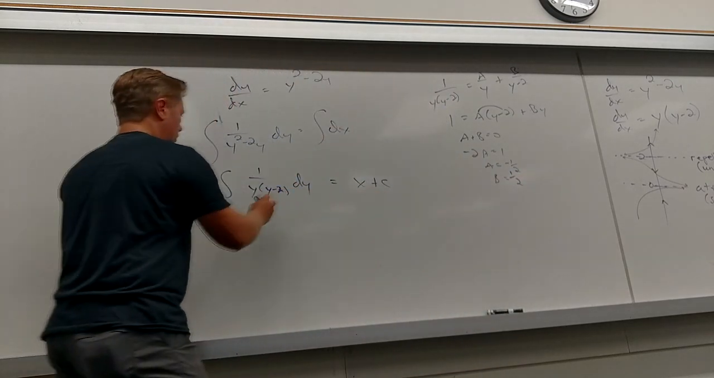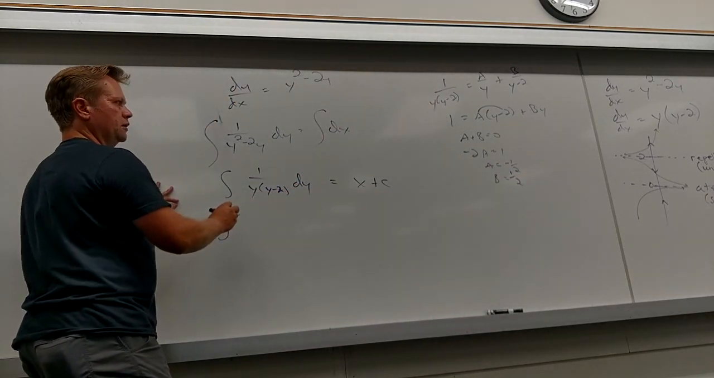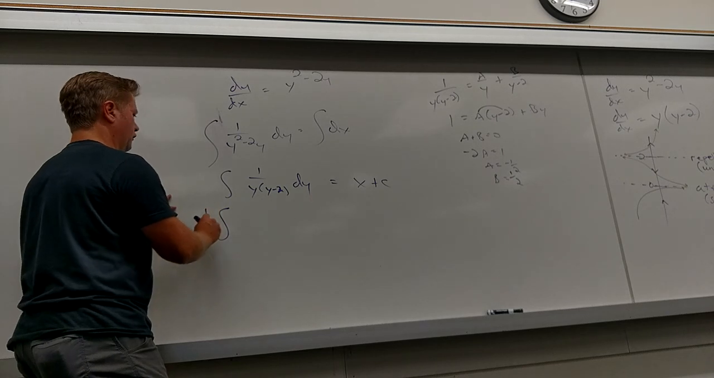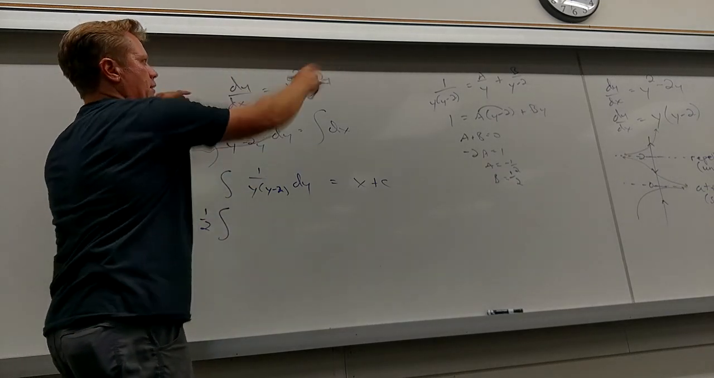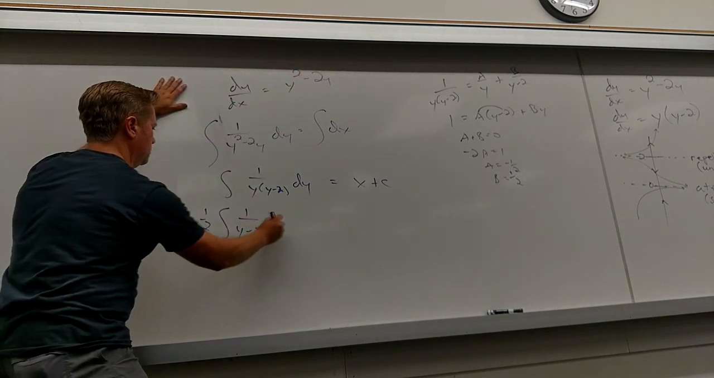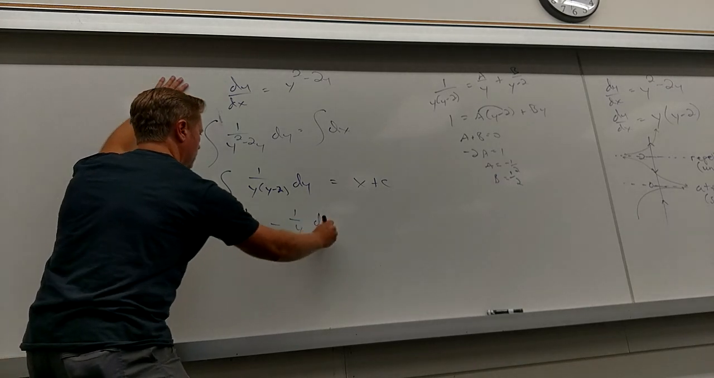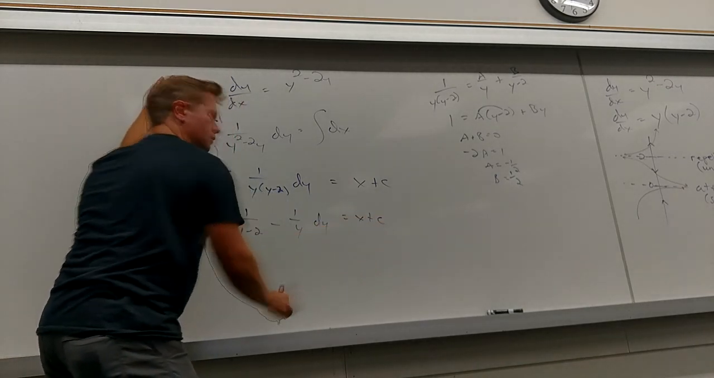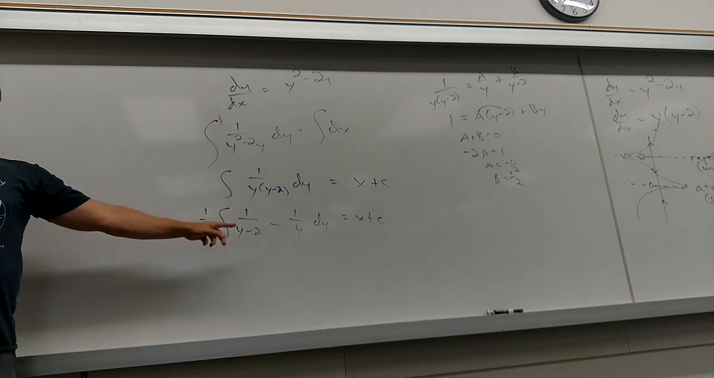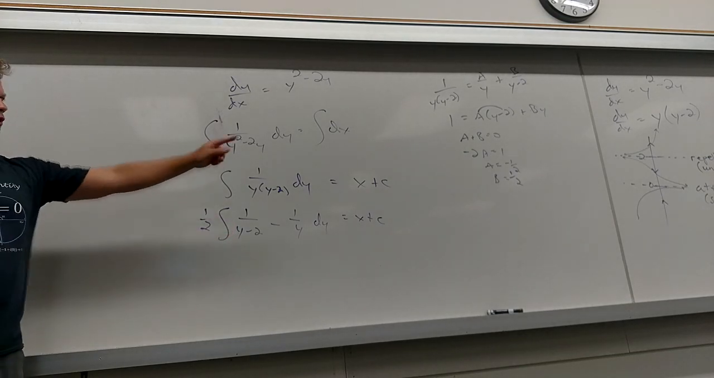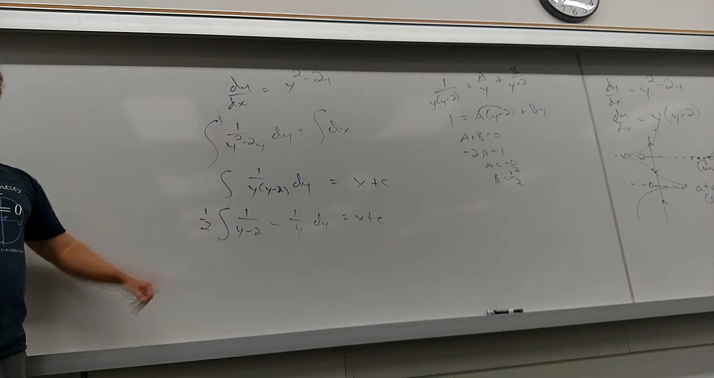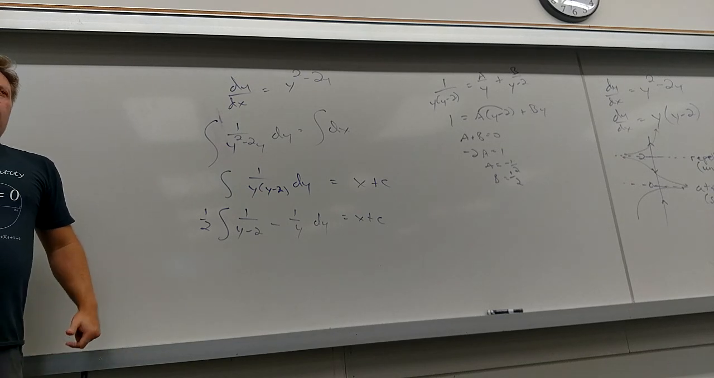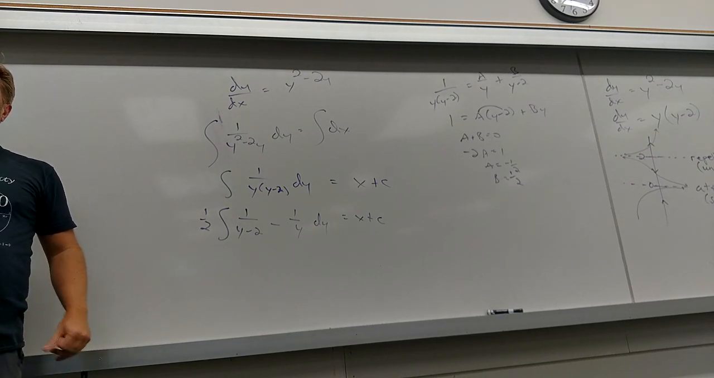So what does this integral become now? It becomes the integral, let's pull a 1/2 out front. B is positive, so it's 1 over y minus 2 minus 1 over y. Let me let you guys think about that. I plug the b and the a back in. I pulled a 1/2 out front.